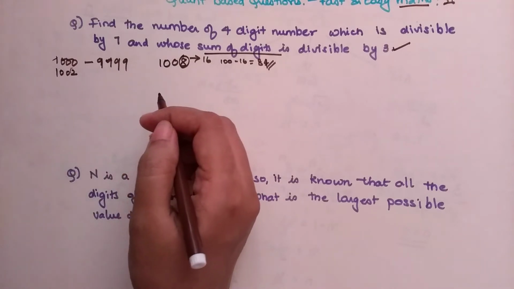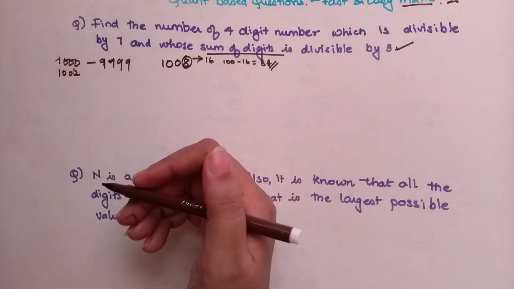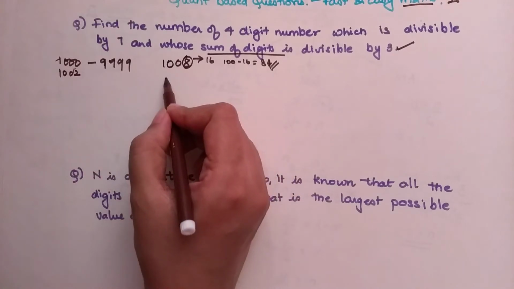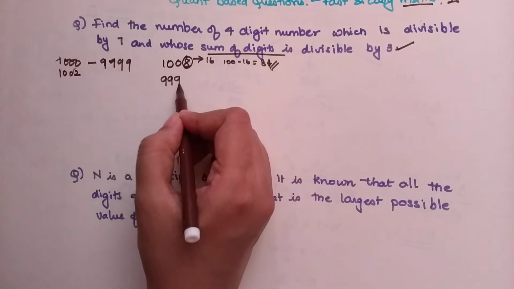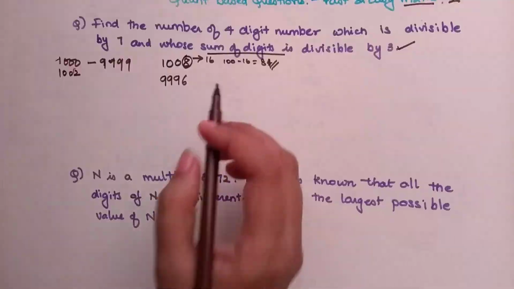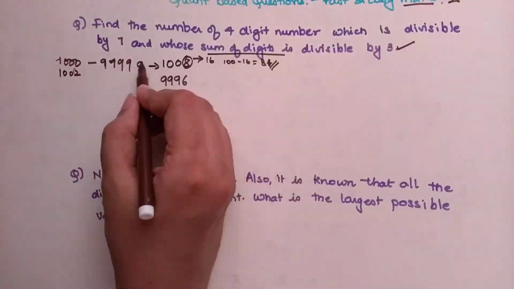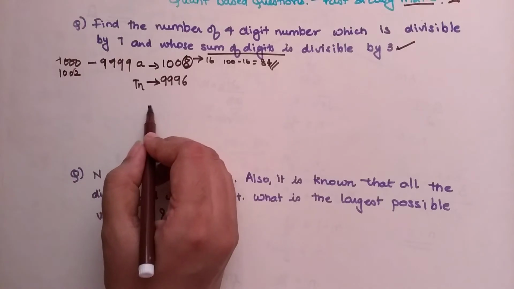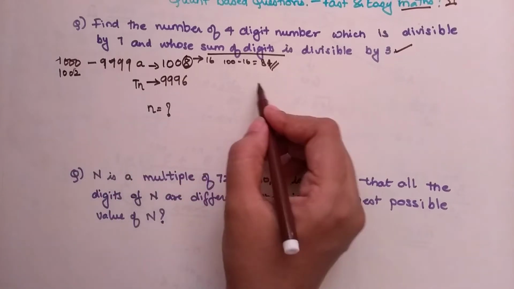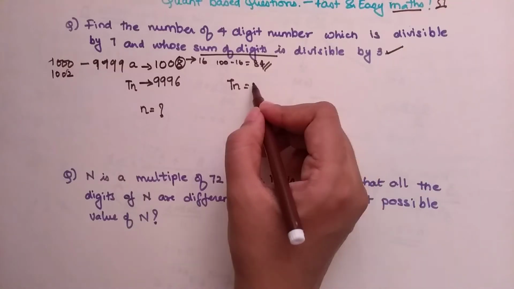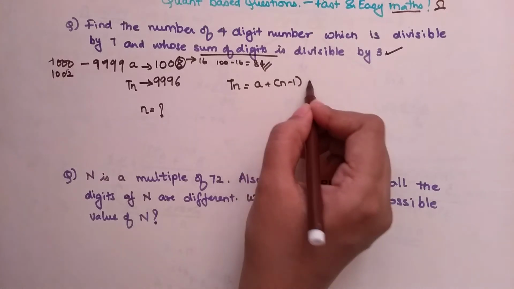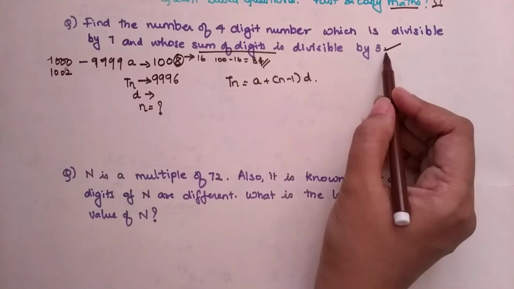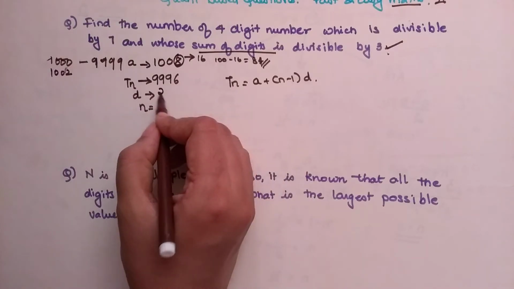Now let's check for the last number in a similar manner. You will realize that the last number you're getting is 9,996. So this became your first term, this became your last term, and you need to find the value of n using the formula Tn = a + (n - 1) d. You need to find out what your d is, and your d will always be the LCM of 3 and 7, that is nothing but 21.